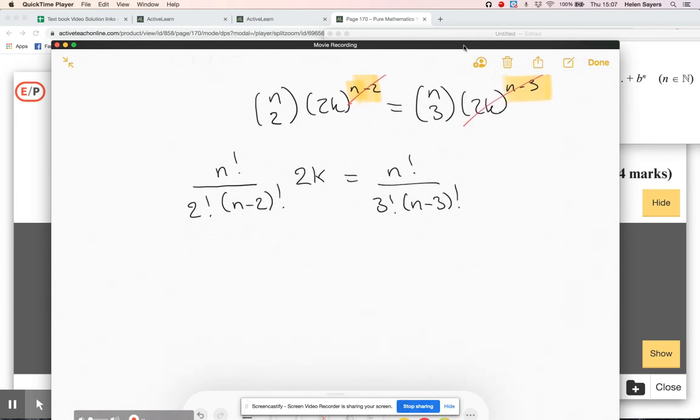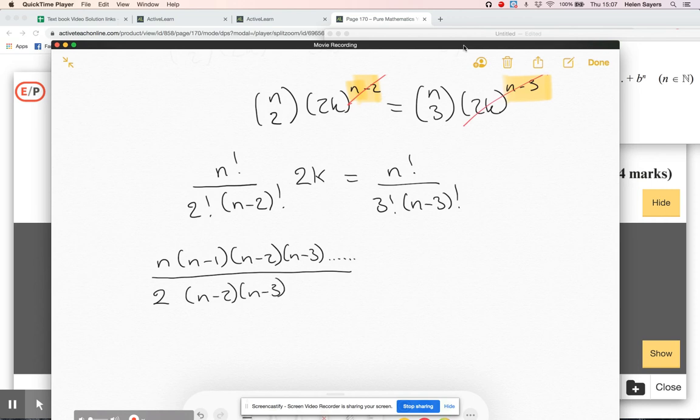Right, so then we need to think about what factorial actually means. So n factorial on those numerators means n times n minus 1 times n minus 2 times n minus 3, etc. 2 factorial is just 2 times 1, so that's just 2. And then n minus 2 factorial is n minus 2 times n minus 3 times n minus 4, and so on and so on. So what is going to happen? Oh, and then I've also got the 2k on the left-hand side.